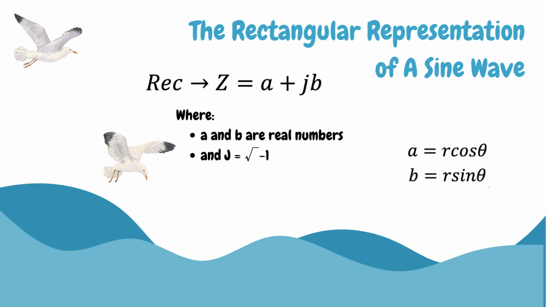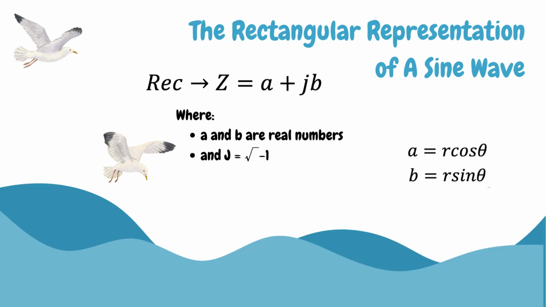The phase shift value is equal in general and polar form, meaning the angles in both equations are the same. The rectangular representation of a sine wave is z equals a plus jb, where a and b are real numbers and j is the imaginary number square root of -1. To convert polar to rectangular form, you need to find the real and imaginary parts of the equation.